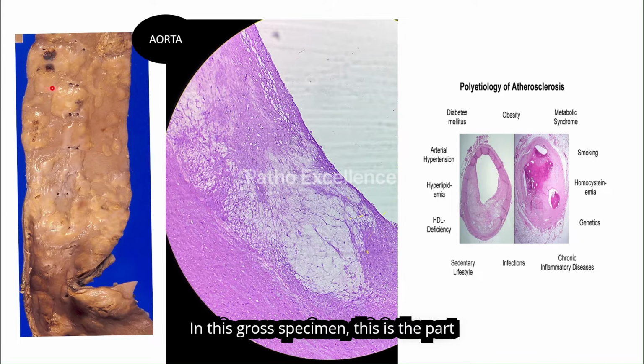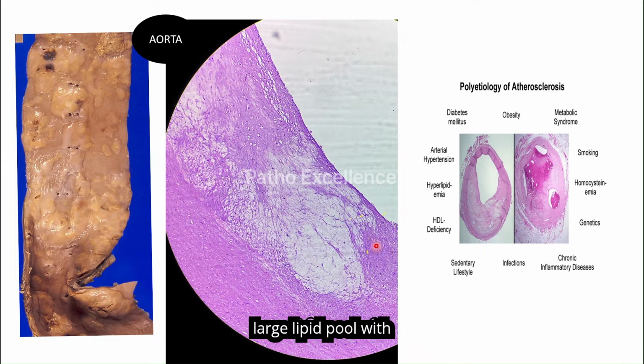In this gross specimen, this is the part of aorta showing multiple atheromatous plaques, and microscopically you can see large lipid pool with foamy cells in the intima. And what are the etiological factors for atherosclerosis? Like diabetes, obesity, smoking and some other causes.